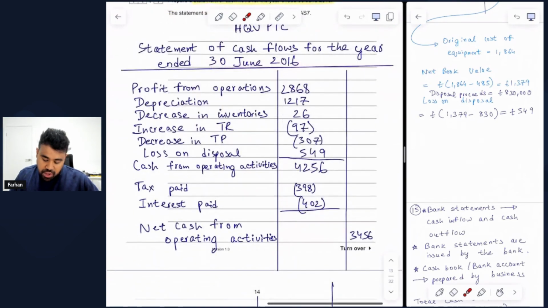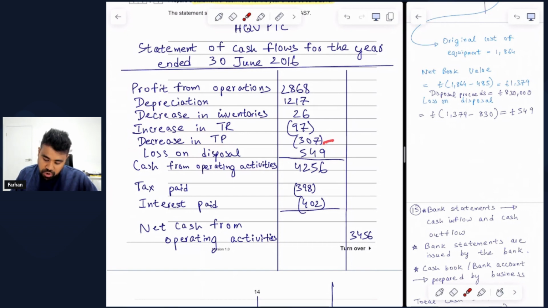So we understand that there has been a decrease in trade payables, which is TP, what I've written in short. And that is £307 shown within brackets, which refers to a cash outflow. Think about it. We have paid our suppliers. We have paid for our financial obligations. So if we have paid our financial obligations, that results in a reduction in the cash available in the business, and therefore is a cash outflow and is being subtracted here.